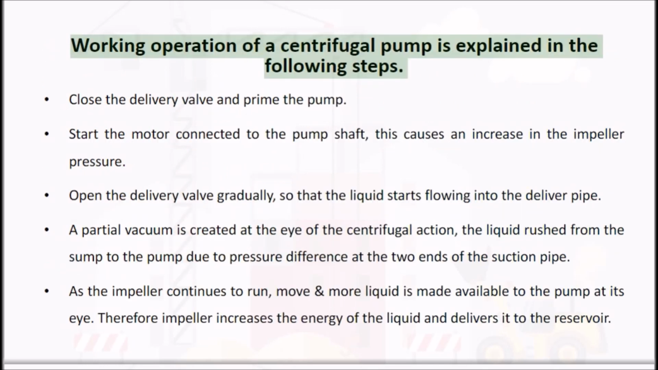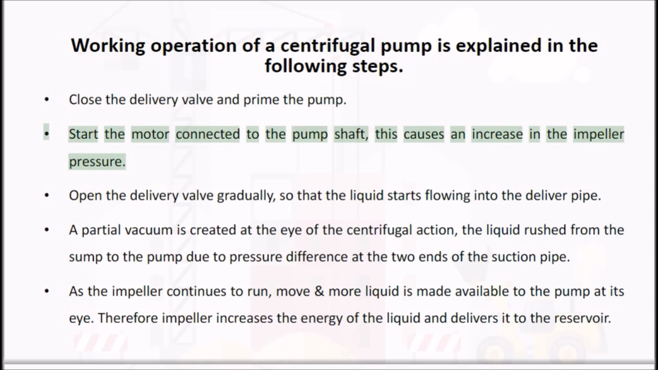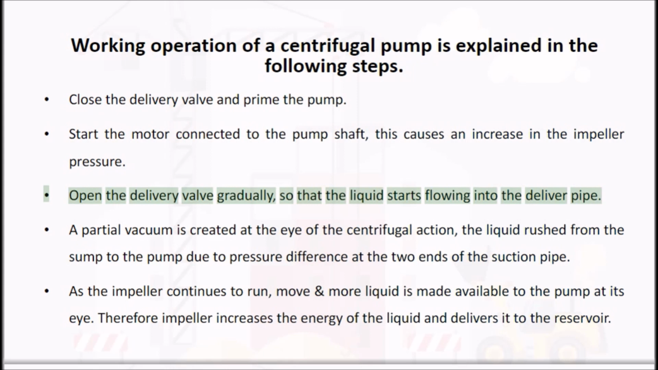The working operation of a centrifugal pump is explained in the following steps. Close the delivery valve and prime the pump. Start the motor connected to the pump shaft. This causes an increase in the impeller pressure. Open the delivery valve gradually, so that the liquid starts flowing into the delivery pipe.